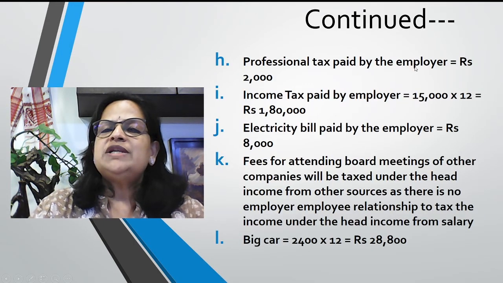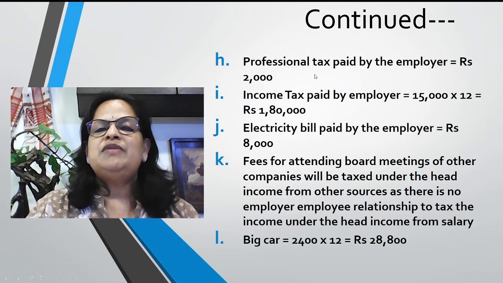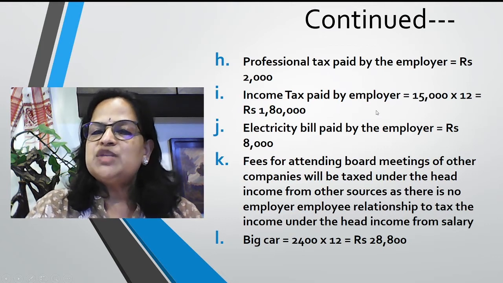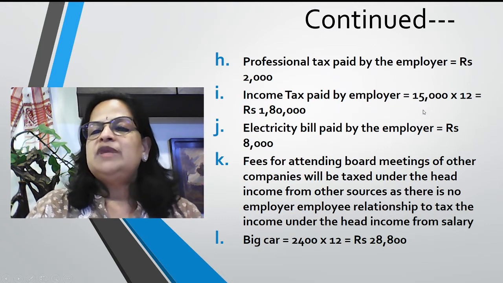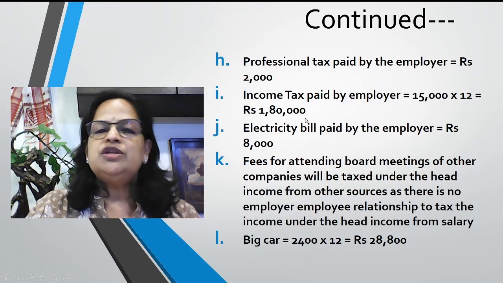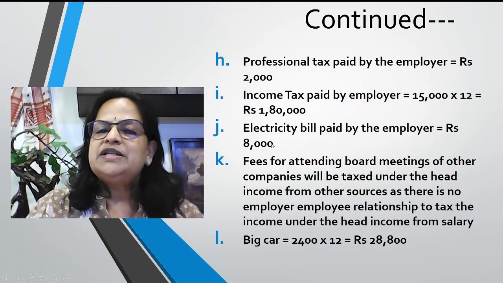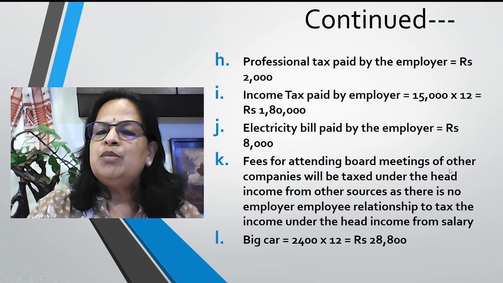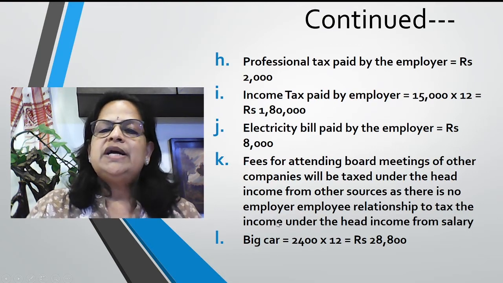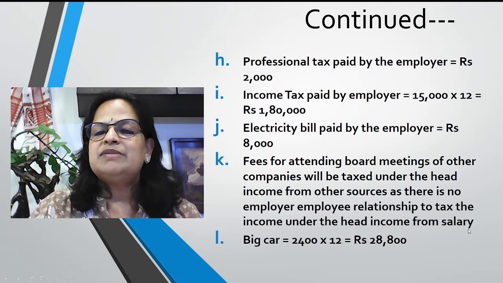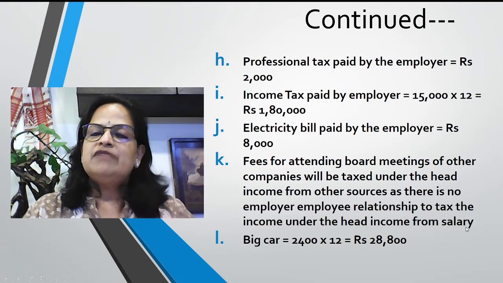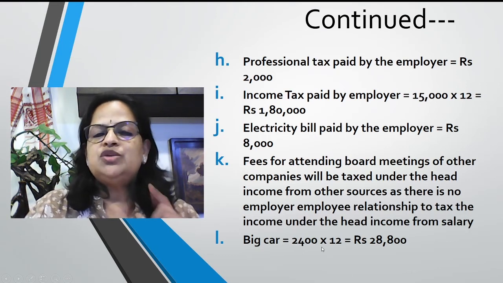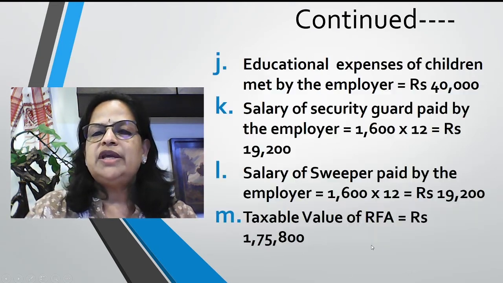Now professional tax paid by employer, in all problems we worked out, it's taxable. Income tax paid by employer, I told you, taxable, 15,000 per month. So 15,000 into 12, 1,80,000. Electricity bill paid by employer, taxable, 8,000. Fees for attending board meetings of other companies will be taxed under the head income from other sources, as there is no employer-employee relationship to tax the income under the head income from salary. I told you it will go to income from other sources. Big car, 2,400 into 12, 28,800.